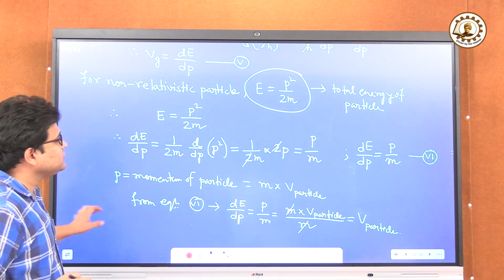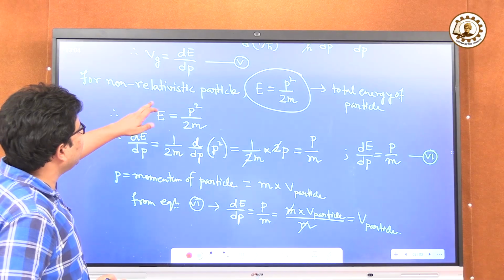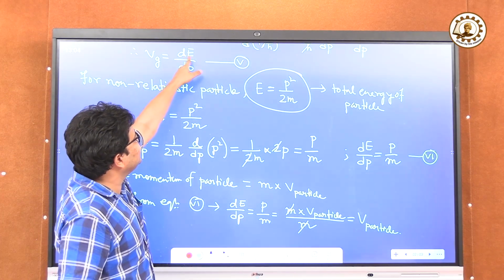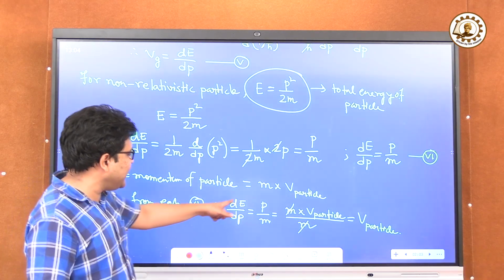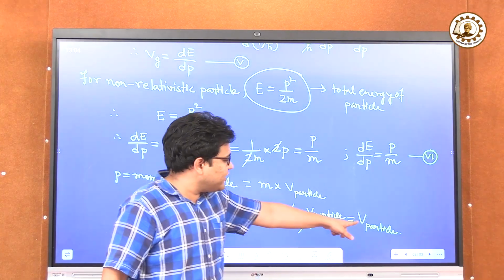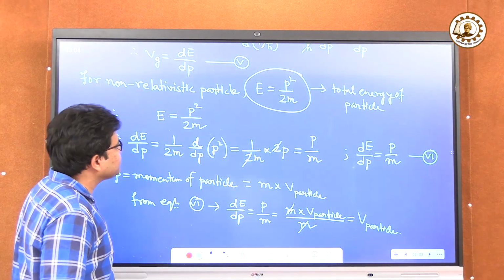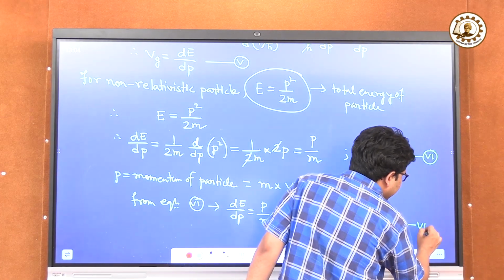Okay. Now let's come to equation number 5. Vg, that is group velocity, represents dE/dP, and in our present calculation we have dE/dP equal to the particle velocity. So this is our equation number 7.